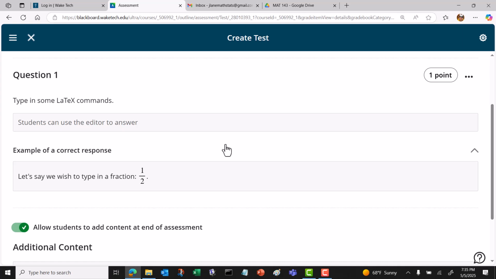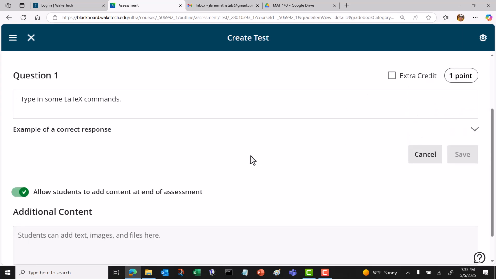So Blackboard Ultra does understand LaTeX commands. I do realize that sometimes the compiler doesn't quite compile all of them in a test block or question block. That's not really that it doesn't understand LaTeX. That's a compiler issue. Their compiler gets timed out.